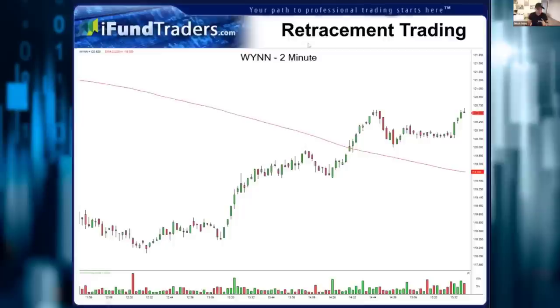All right. Let's take the very next move up. Every move is independent of the prior move. Here's the next move, the beginning, and then the top. How do we know the top? Well, it starts to pull back in. So now we get the pullback in. All right, let's grab that sweet spot.